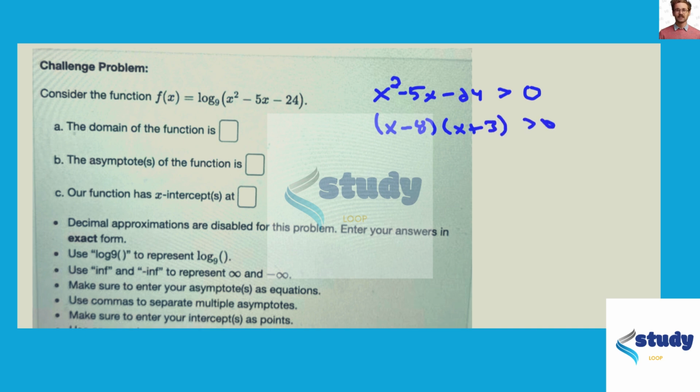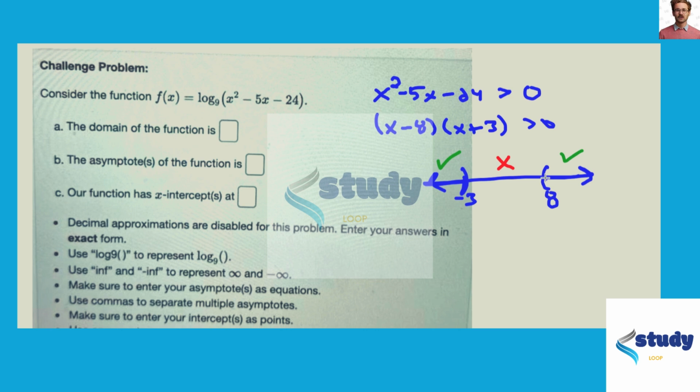So important parts to consider if we're thinking of values here would be -3 and +8 for roots of this quadratic. And we would check to see if it's greater than 0, like test 0 here. It'd be -8 times 3, and that'd be -24. It's not positive. So it would be true to the left of -3 and to the right of 8.